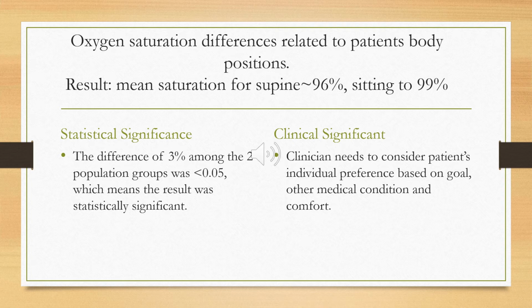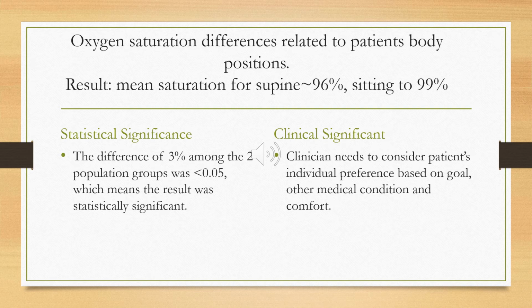Okay, so now we need to take a look at this example. An oxygen saturation difference is related to patients' body positions. There is a difference result of mean saturation for supine position 96% and sitting position 99%.